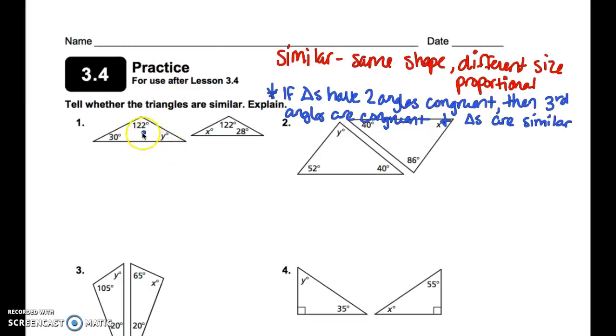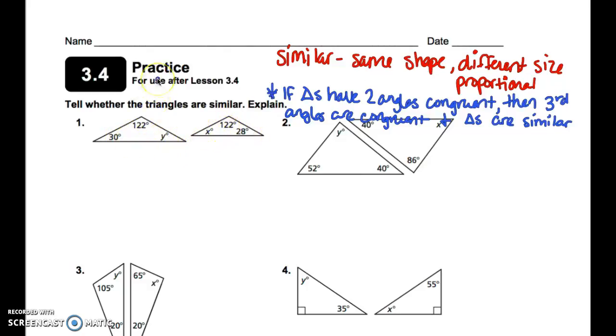Okay, so example 1. I automatically noticed right off the bat that both of them have an angle that's 122 degrees. But then on this bigger one, I notice an angle is 30 degrees. The other one I notice is 28. And then we are missing an angle on each of them. So what you need to do is figure out what either x or y is. If y is equal to 28, then they're going to be similar because that means x would have to be 30. And same thing vice versa. If you figure out that x is 30, then they're similar. Y would have to be 28.